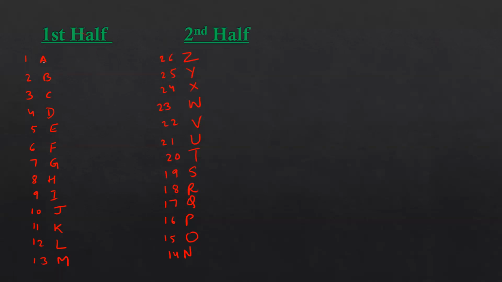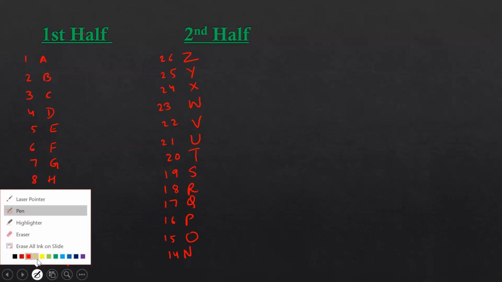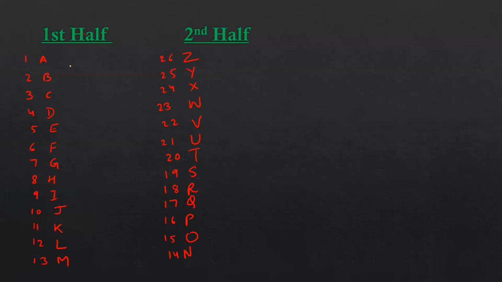So what is the place value of A? If anyone asks, what is the place value of A? Its place value is 1. For B, it is 2. C, it is 3. D, it is 4. E, it is 5. F, 6. G, 7. H, 8. I, 9. In this way, we have arranged all the letters till Z.